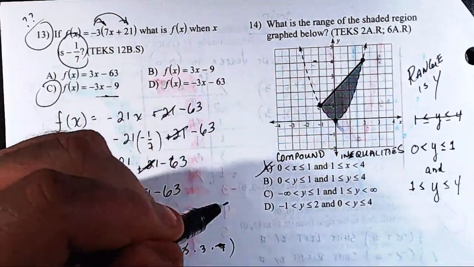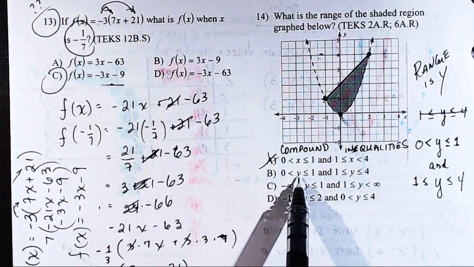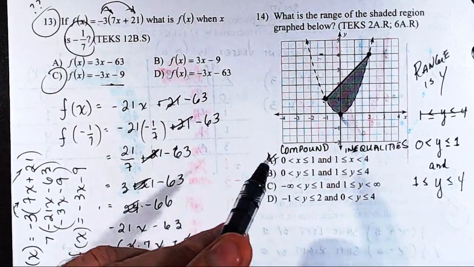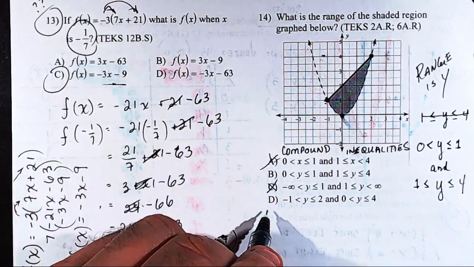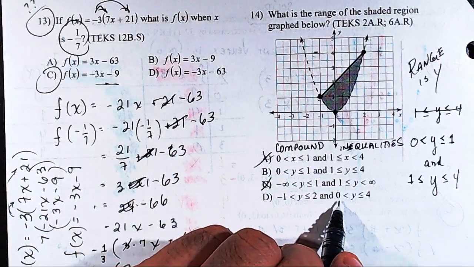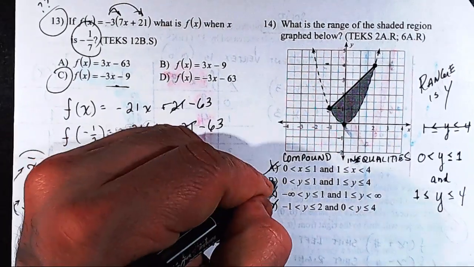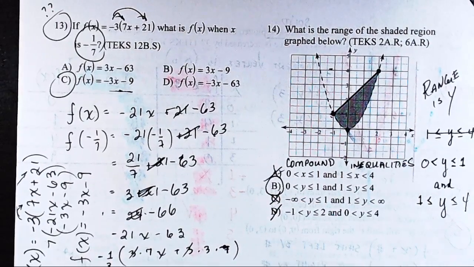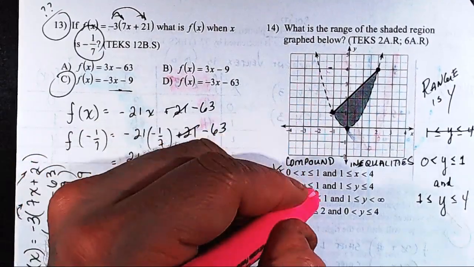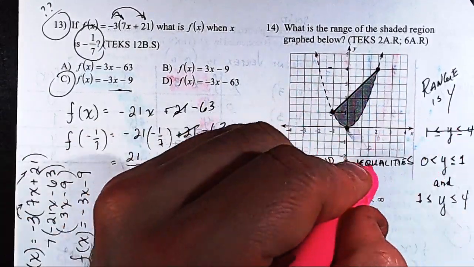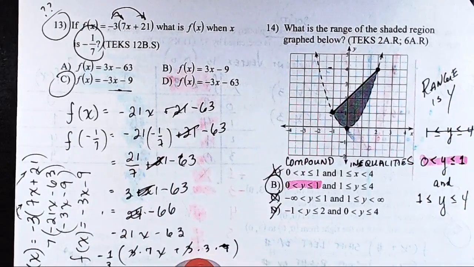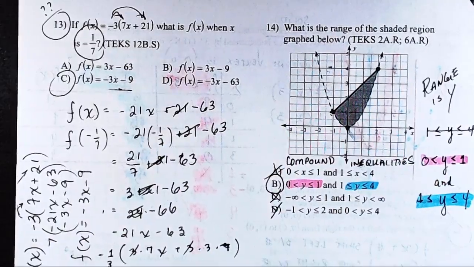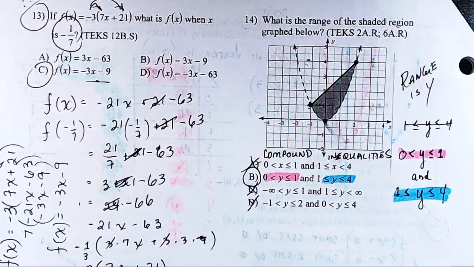Okay, the x's don't matter. 0 less than y, less than or equal to 1, and 1 is less than or equal to y. That's correct. It's not negative infinity. Okay, this is not correct. So it's B. It's got to be B. It has both of our inequalities. So this is a compound inequality, okay? Got this one here, and then you've got this one right here. All right? Again, show this work so I know that you know.